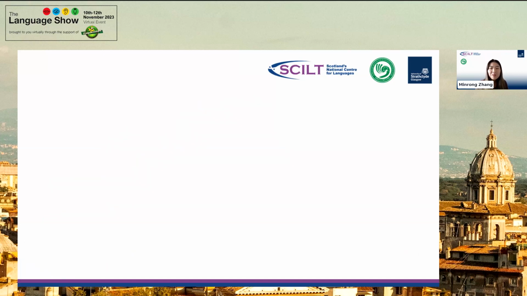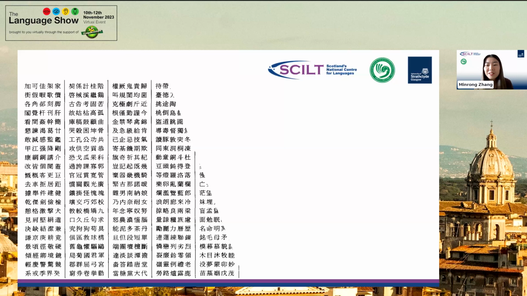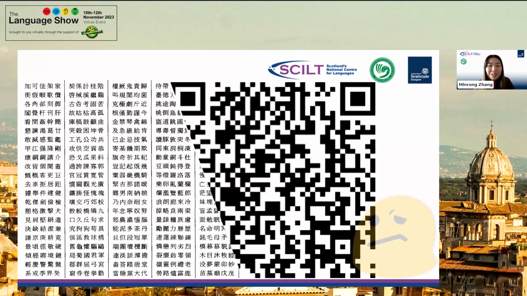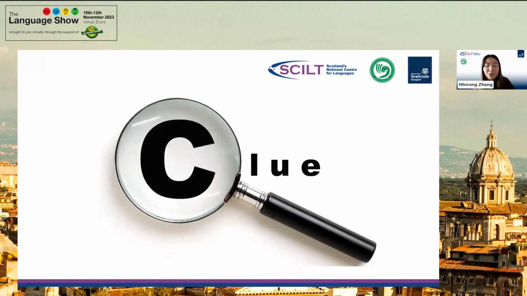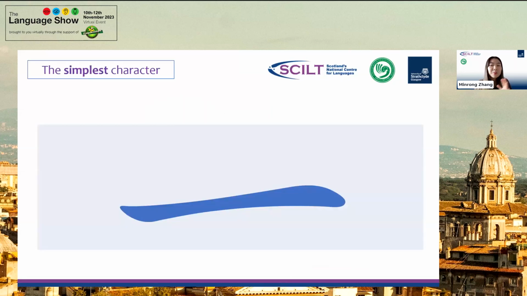At first glance, Chinese characters can seem like a bunch of random and confusing symbols. By putting them together, you might even think it looks like a QR code. It might be confusing, but let's uncover the clues together. I'm going to show you the simplest character in the world, and it can't be any easier, right? Pop in the chat if you already know the meaning of it.